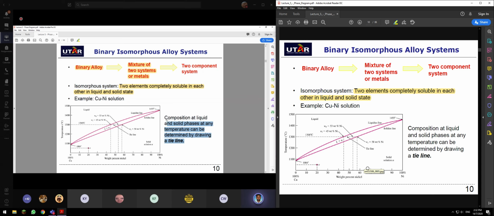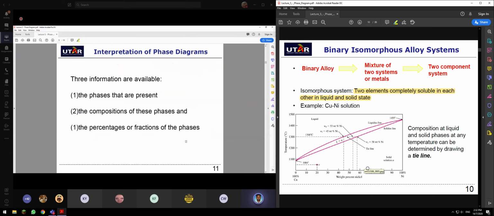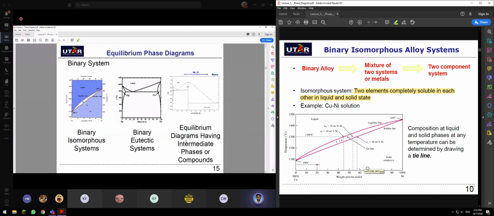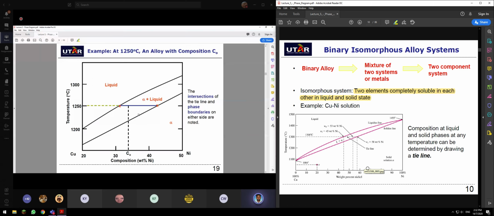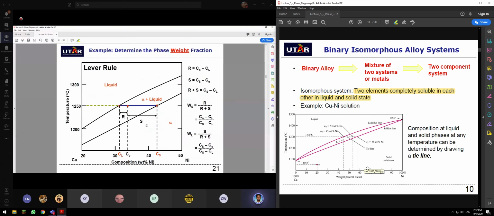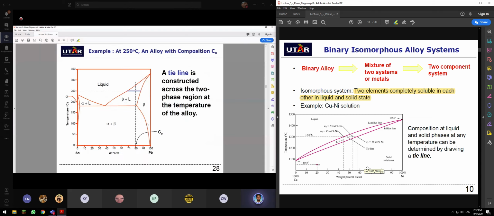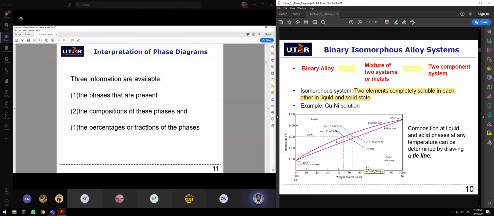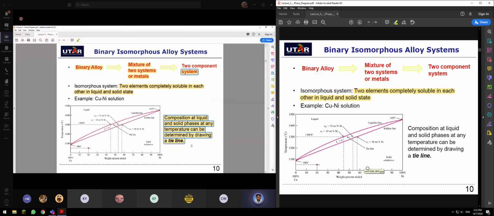Okay, from here on, guys, I'll be showing you the shortcut. You can see it's very complicated, right? All these blah blah blah, a lot of things. I will show you the shortcut of interpreting the phase diagram. Now you need to listen to me very carefully.